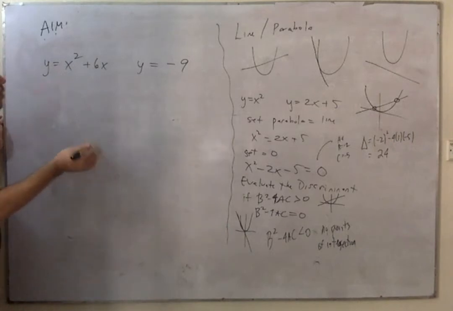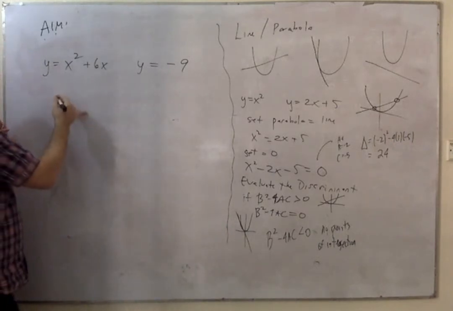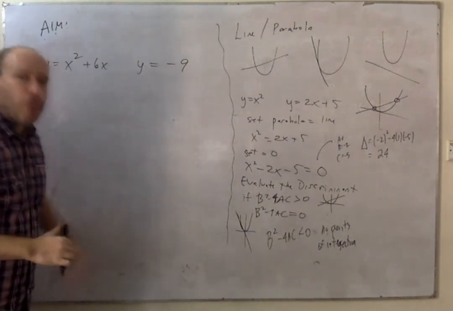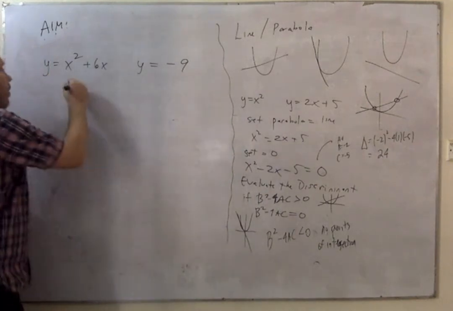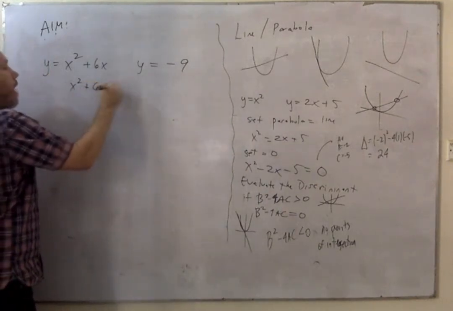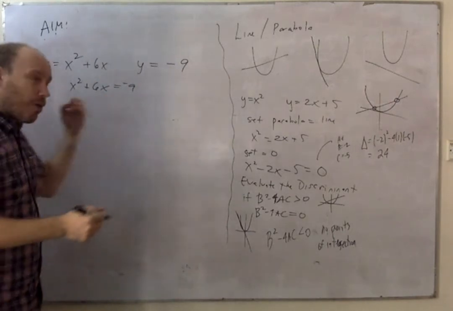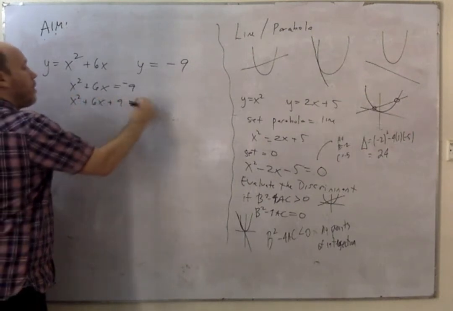Or let's just jump right in, let's just do it algebraically quick. Step 1, set them equal to each other. X squared plus 6x equals negative 9. Step 2, set it equal to 0. X squared plus 6x plus 9 equals 0.